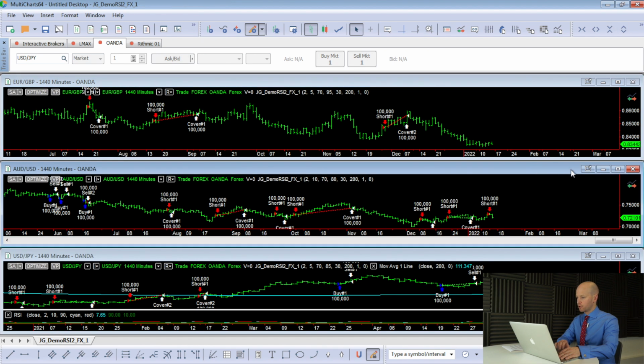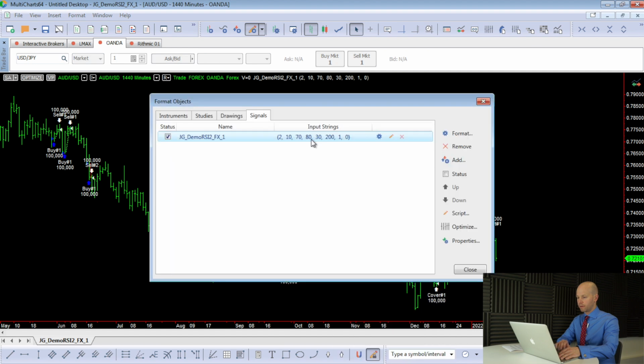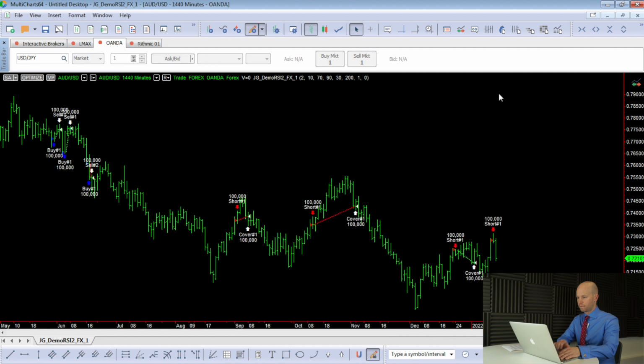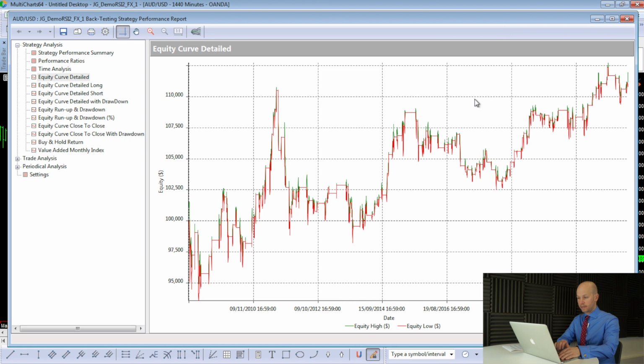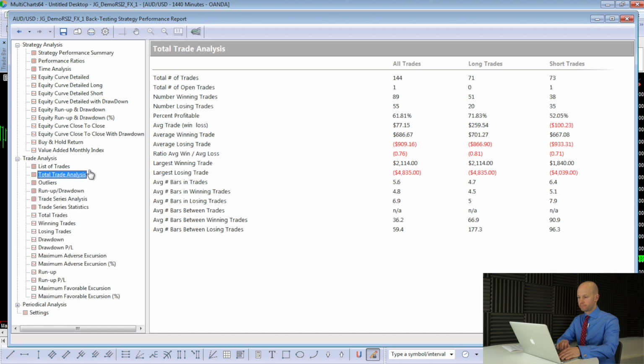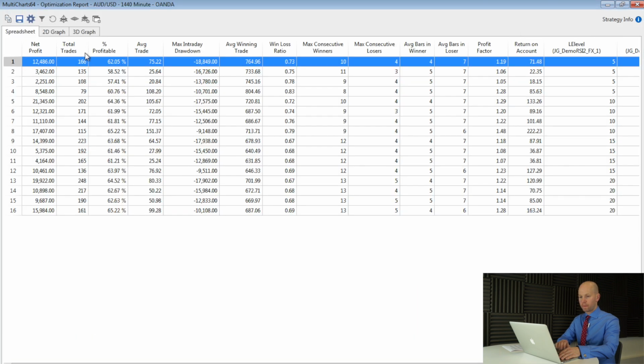Let's have a look at Australian dollar, US dollar. First of all, let's look at the levels of 90 and 10. There's the equity curve. It's going up, but there's definitely some decent drawdowns. Makes $11,000. And the average trade $77, 144 trades. Let's look at that optimization report.